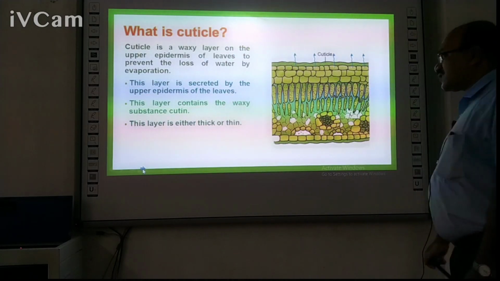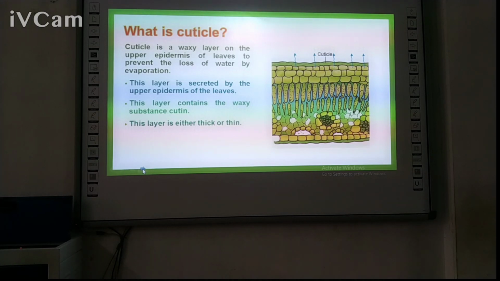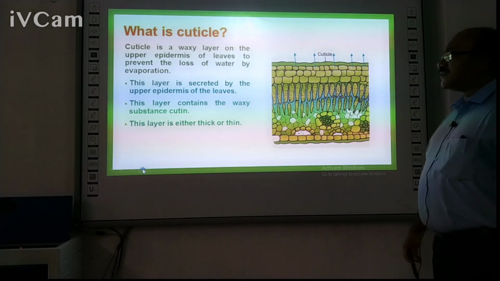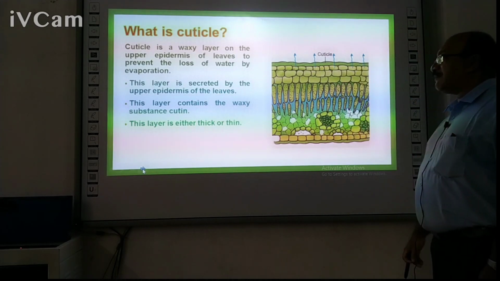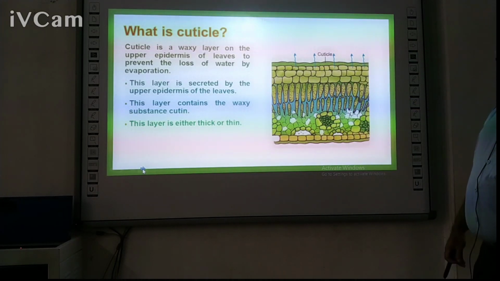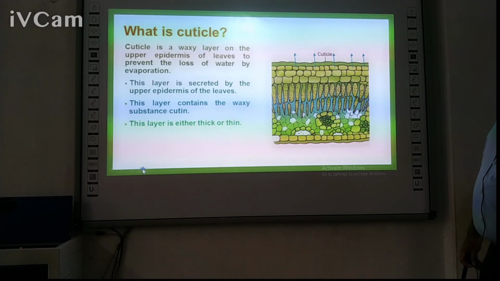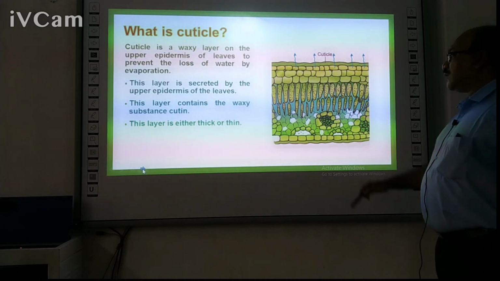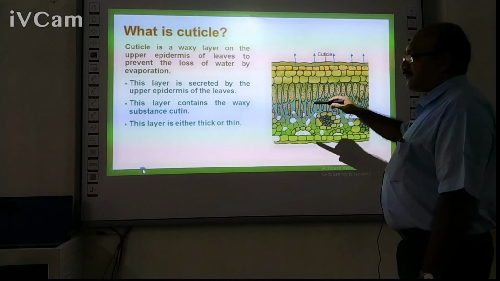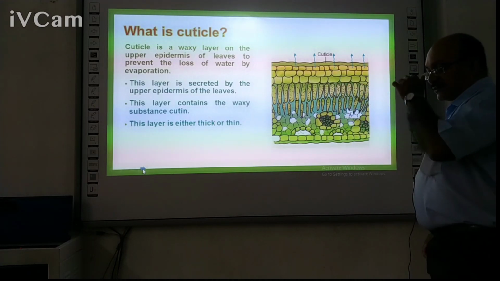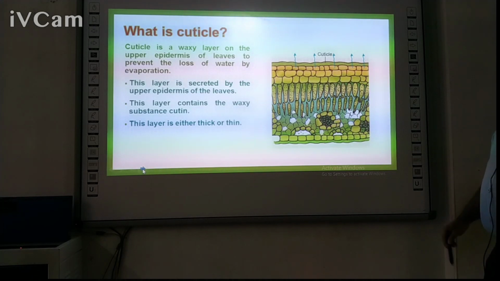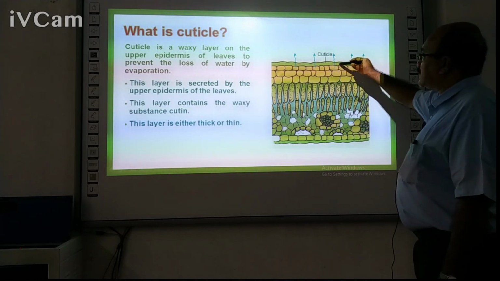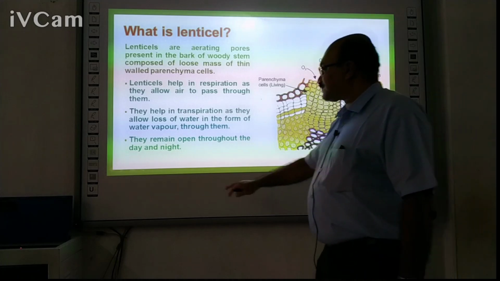Next, another structure through which transpiration takes place is the cuticle. Cuticle is the waxy layer on the upper epidermis of the leaves to prevent the loss of water by evaporation. Where do we find the cuticle? On the surface of the leaves. You will see on the surface of the leaf there is a waxy layer, shining layer is there. That is the cuticle.